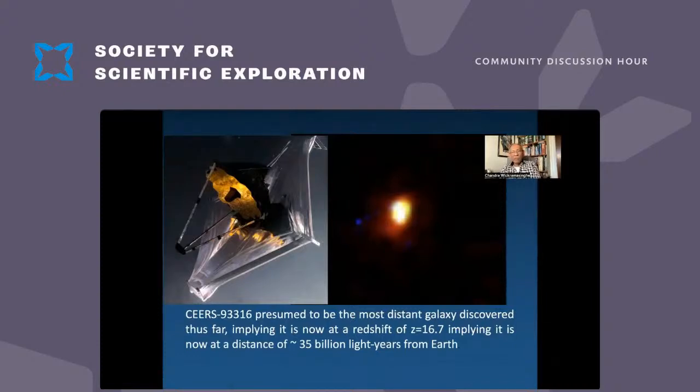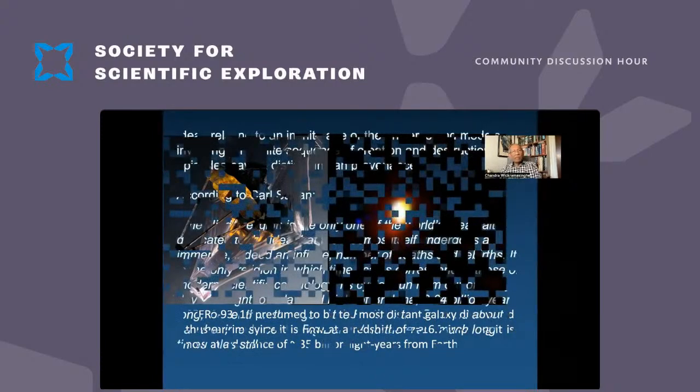93316, presumed to be the most distant galaxy, and it is at what is called a redshift. It's moving away from Earth at a redshift of 16.7, implying that it's at a distance of 35 billion light years from the Earth. That should not be there. At that point in the history of the so-called Big Bang idea, there should be no galaxy, there should be no atoms even. So what is this new galaxy doing here? And I think there are going to be more and more of these things found. How the astronomical and cosmological establishment copes with these new discoveries remains to be seen.